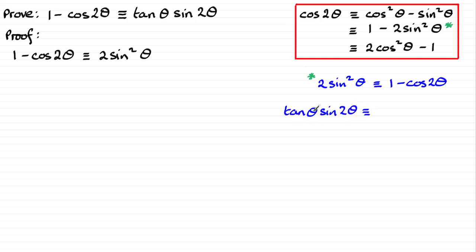What's that identical to? Well, tan theta is the same as sine theta over cosine theta, and sine 2 theta, you should know, is a basic identity. It's 2 sine theta cosine theta. And I can see that this cosine theta here cancels out with that cosine theta there. And look what I get. I get that this is identical to 2 sine squared theta.